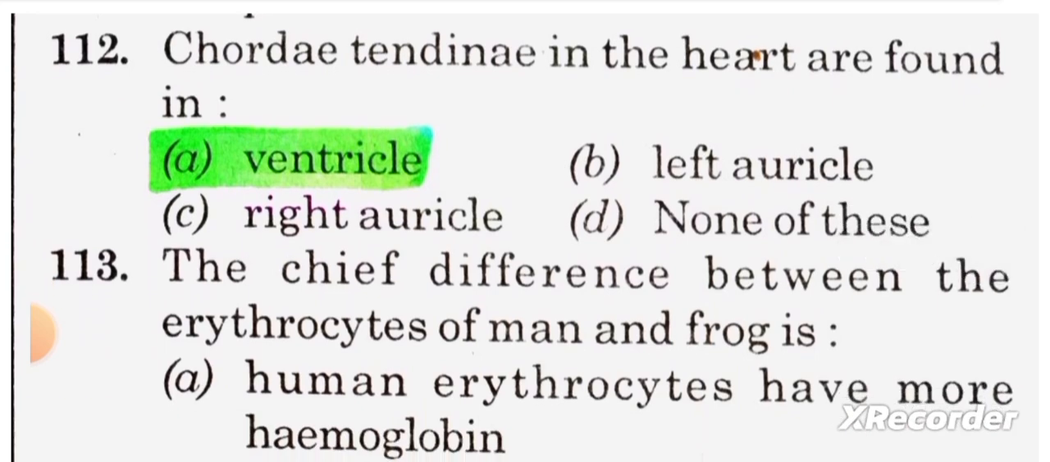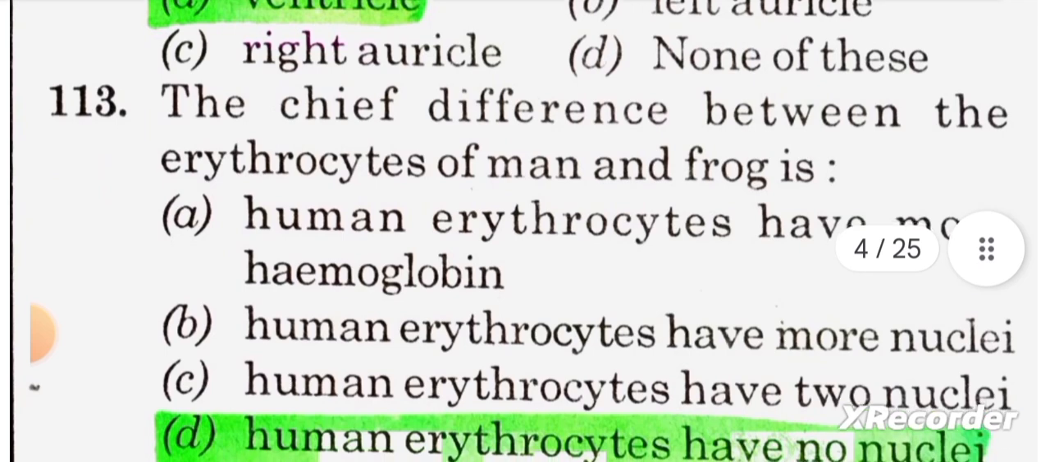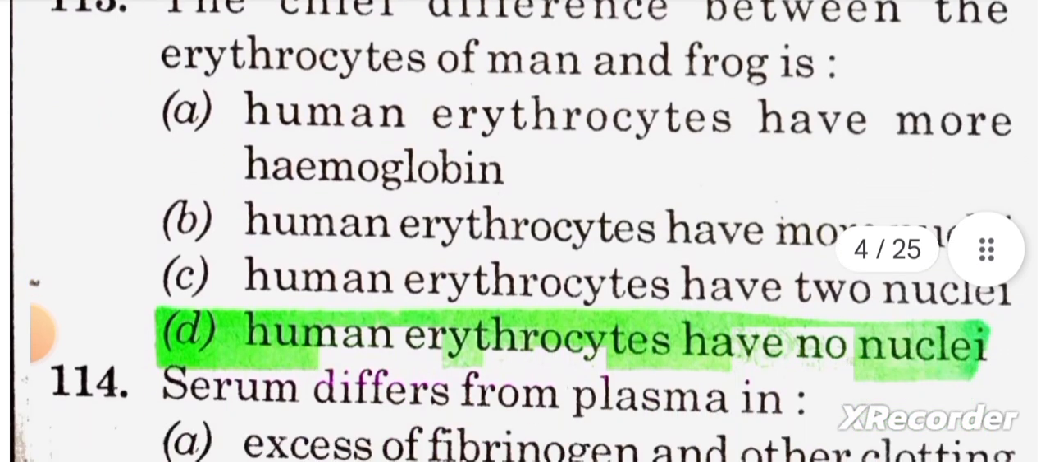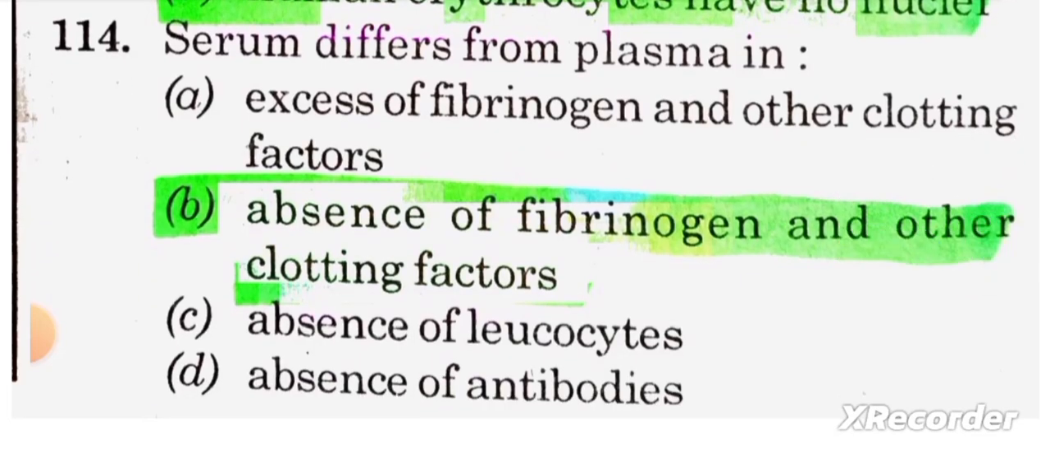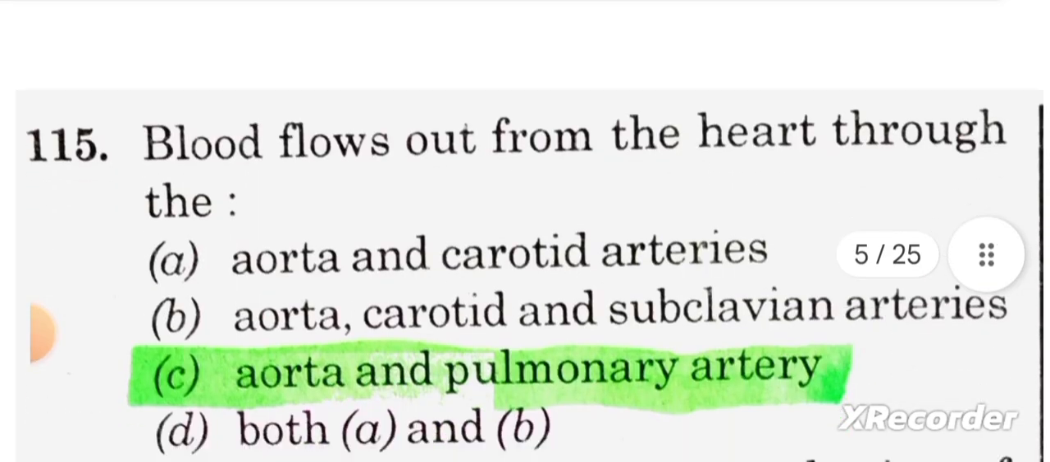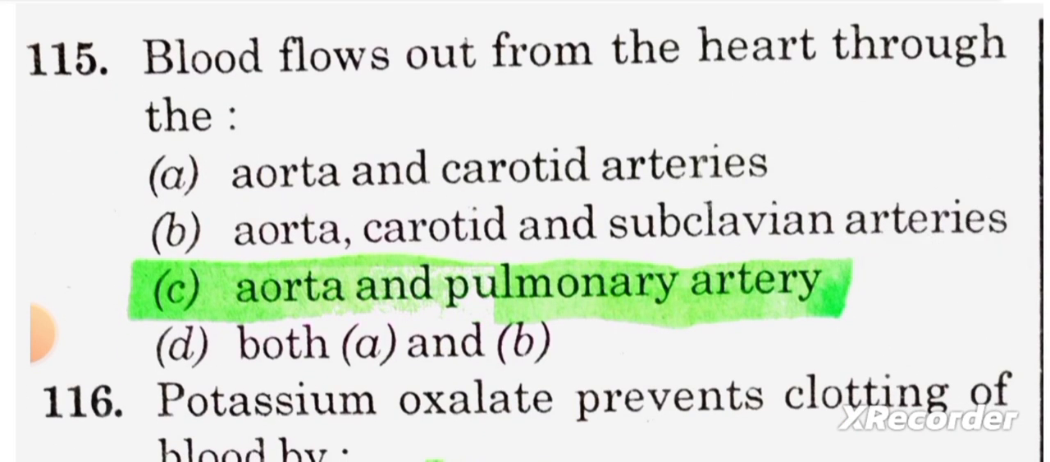Chordae tendineae in the heart are found in answer A, ventricle. Next, 113. The chief difference between the erythrocytes of man and frog is answer D, human erythrocytes have no nuclei. Next, 114. Serum differs from plasma in answer B, absence of fibrinogen and other clotting factors. Next, 115. Blood flows out from the heart through the answer C, aorta and pulmonary artery.